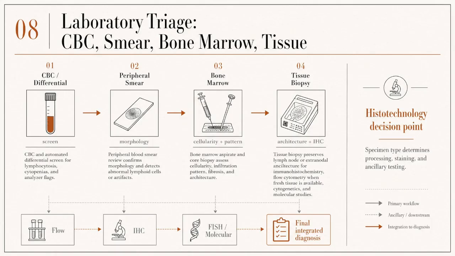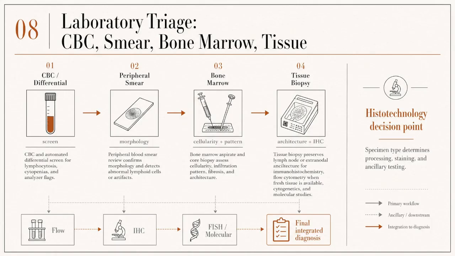Starting with the complete blood count, or CBC, this automated screening tool provides an initial quantitative snapshot of the patient's hematologic status. While the CBC can reveal lymphocytosis or cytopenias suggestive of lymphoid neoplasia, it is inherently limited by its reliance on automated cell counters that cannot reliably distinguish subtle morphologic abnormalities or rare malignant cells. Therefore, peripheral blood smears remain indispensable.